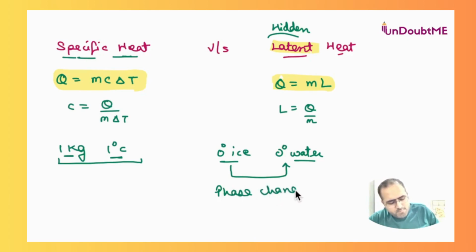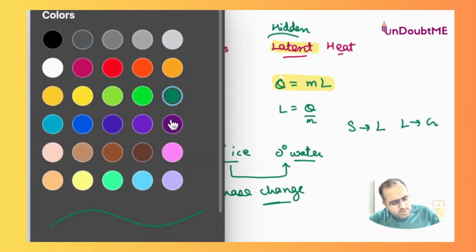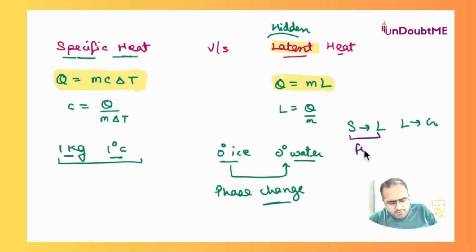And these phase changes happen when anything is converting from solid to liquid or liquid to gas. The conversion of solid to liquid is often referred to as fusion. When solid is converted to liquid, we call it fusion. That's why that heat is denoted as latent heat of fusion. While when it is converting from liquid to gas, we call that vaporization, or we can also call it evaporation. So that latent heat will be treated as latent heat of vaporization or latent heat of evaporation.